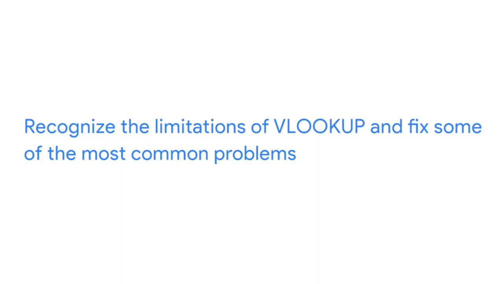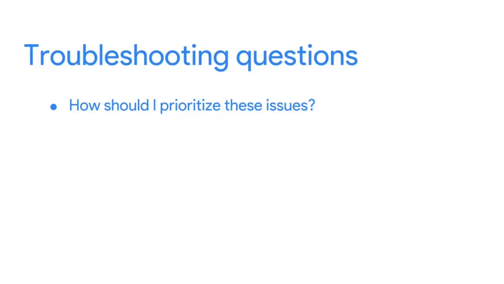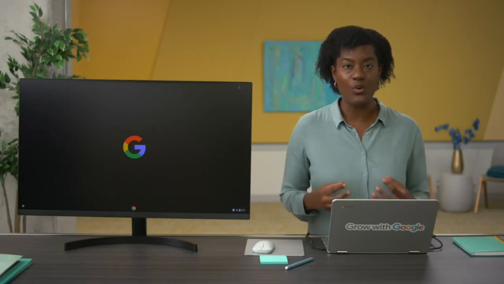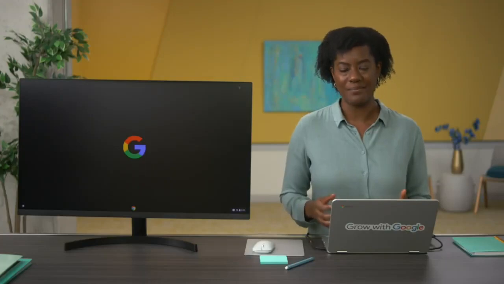To do this, we'll need to talk about some of the limitations of VLOOKUP and then practice fixing some of the most common problems that data analysts face. Some of the troubleshooting questions I like to ask myself: how should I prioritize these issues? Trying to solve lots of problems all at once can feel overwhelming. I find it helps when you take things one at a time.